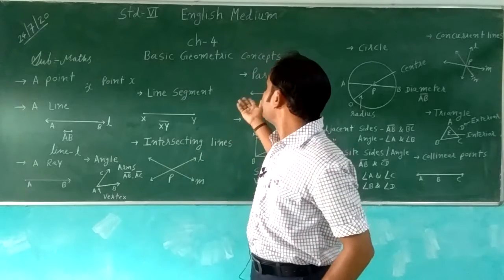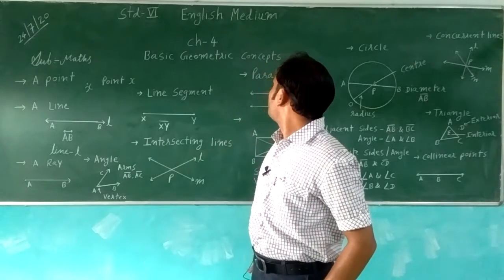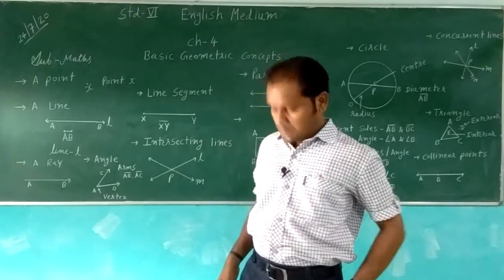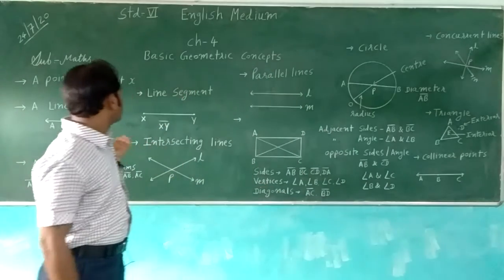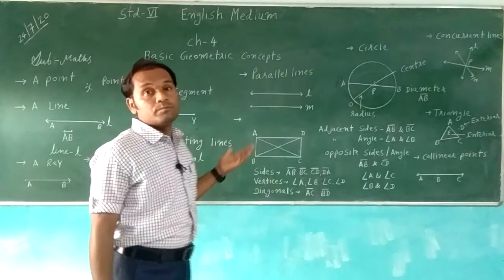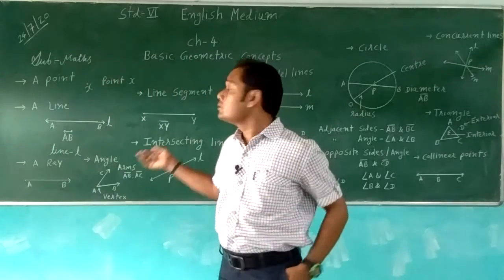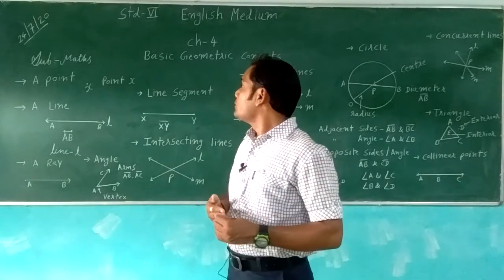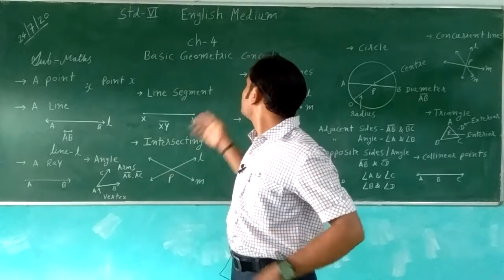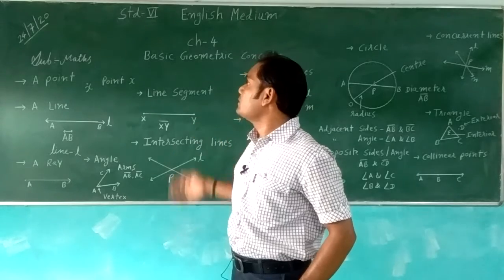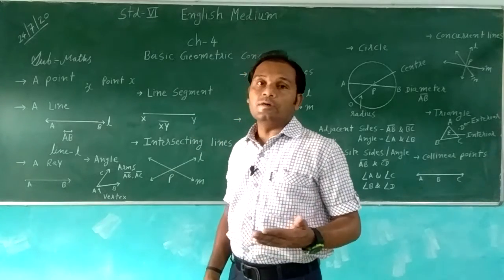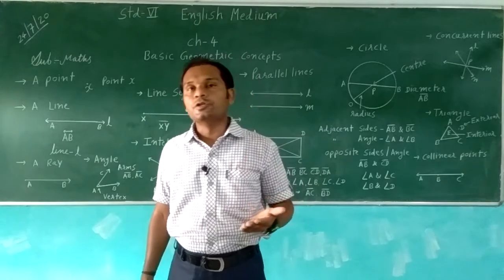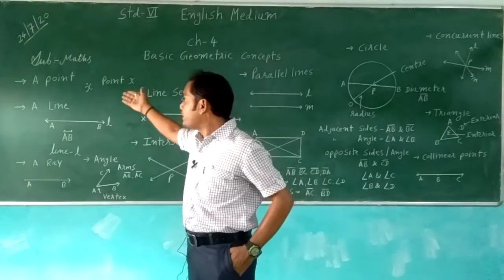Let's begin chapter number 4, basic geometric concept. Here we have some shapes and some objects drawn, and many points are indicated here. So first of all, I would like to introduce you to the point.